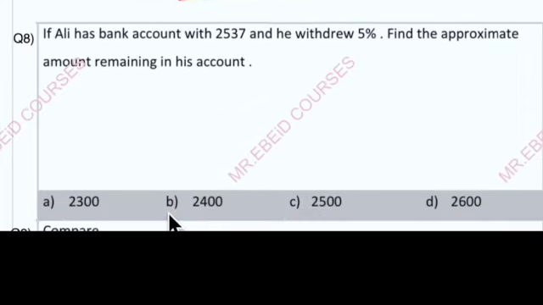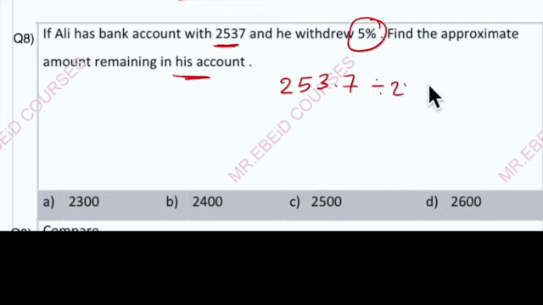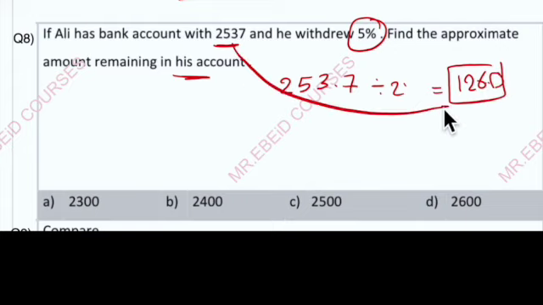If Ali has a bank account with 2,537 and he withdraws 5%, find the approximated amount remaining in his account. To calculate 5%, you can calculate 10% of this number at the beginning, which equals 253.7. Then divide it by 2 to find the 5%. It will be, I think, 126 point something. Then subtract to find the remaining. Approximately, it will be 2,400. The answer is B.